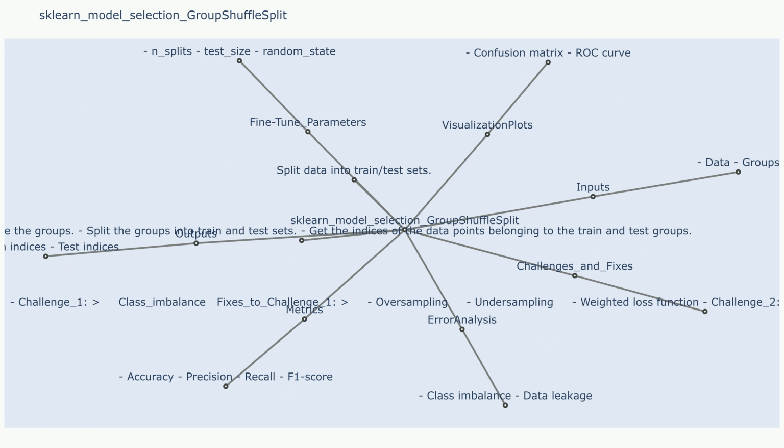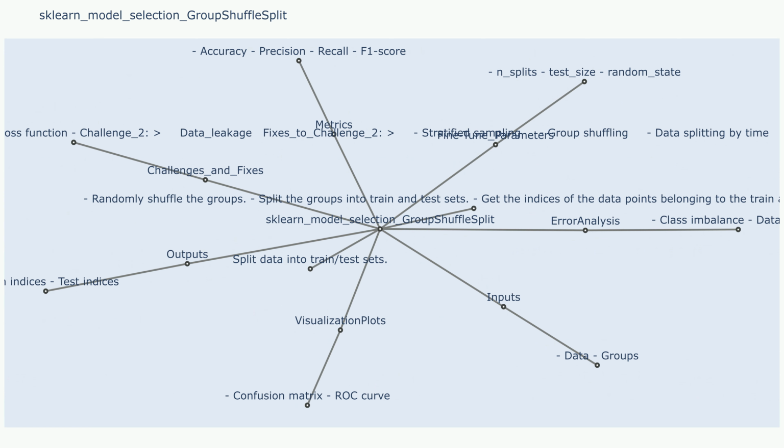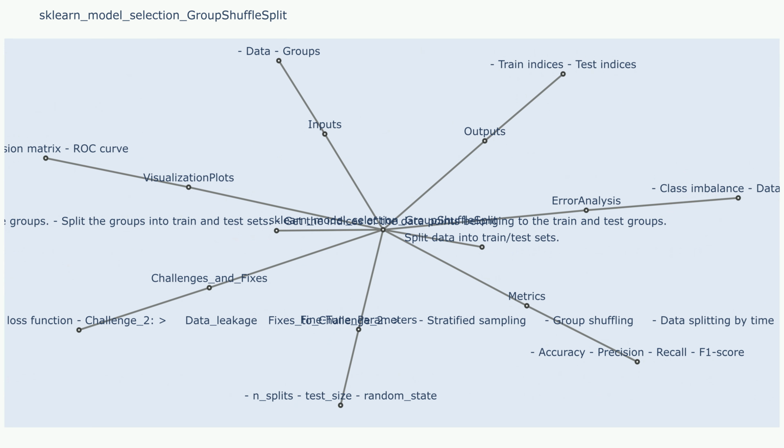Visualization plots. Confusion matrix, a visualization of the classification performance, showing the number of correctly and incorrectly classified samples for each class. ROC curve, a plot of the true positive rate against the false positive rate for different classification thresholds. Precision recall curve, a plot of precision against recall for different classification thresholds.